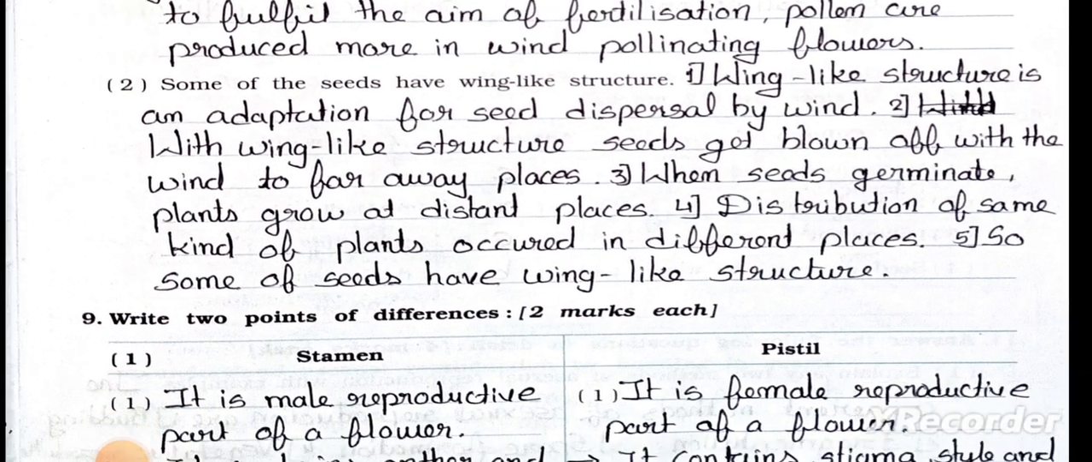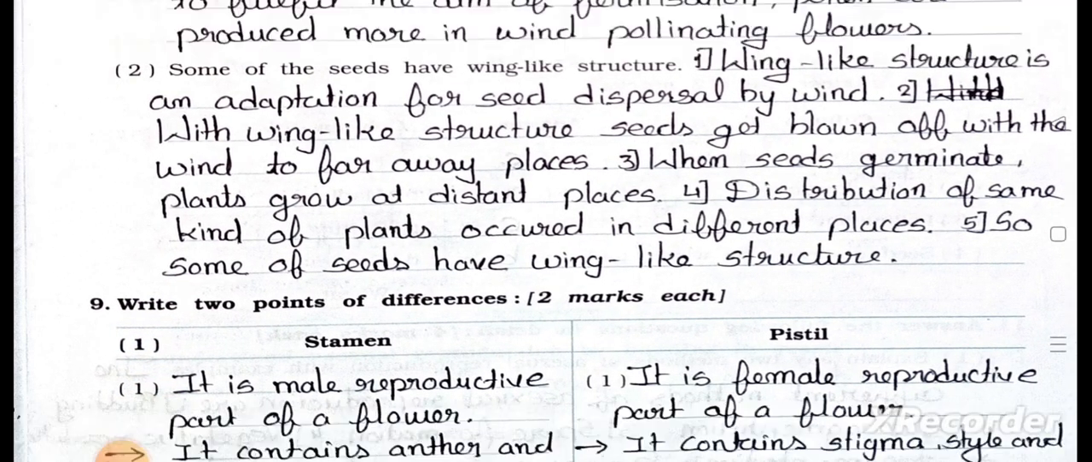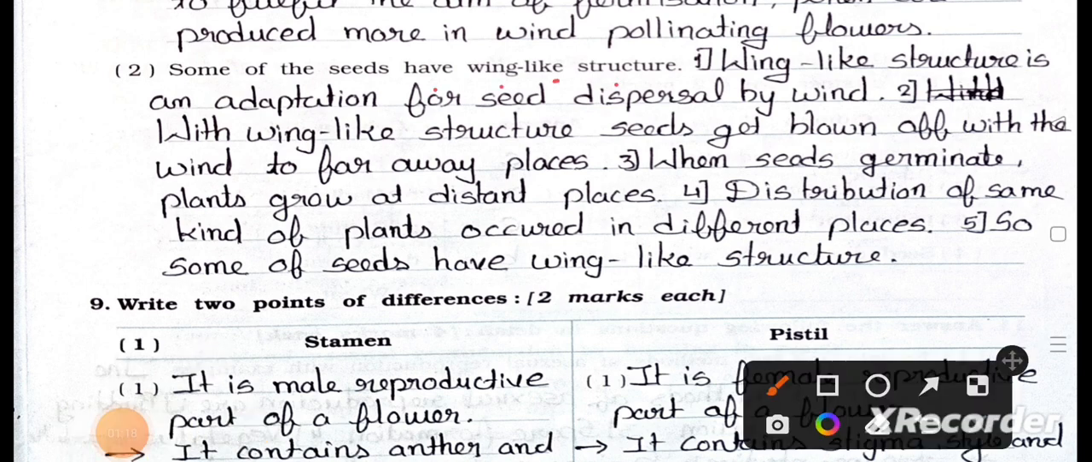See question number 2. Some of the seeds have wing-like structure. Answer is, wing-like structure is an adaptation for seed dispersal by wind.